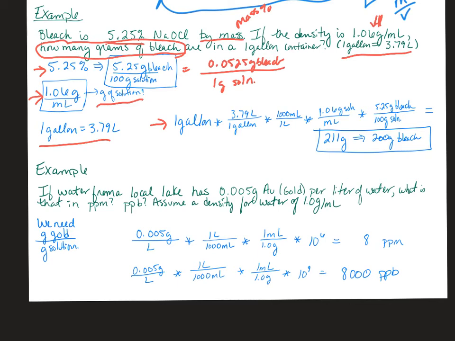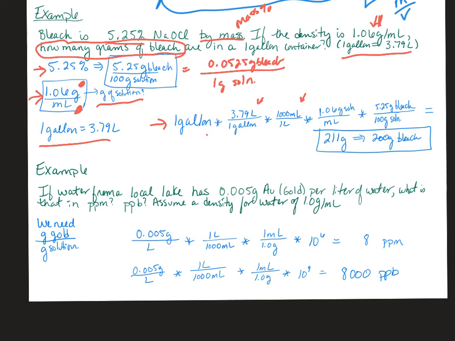So I'm going to start with 1 gallon and convert that to liters. And I know that I need to convert that to liters because I have milliliters in my density over here, and that's what leads to my grams. So I know I need to have that. So we're going to go from 1 gallon into liters using the conversion. And then I know I need to get it into milliliters because that's going to use my density. So we do that.